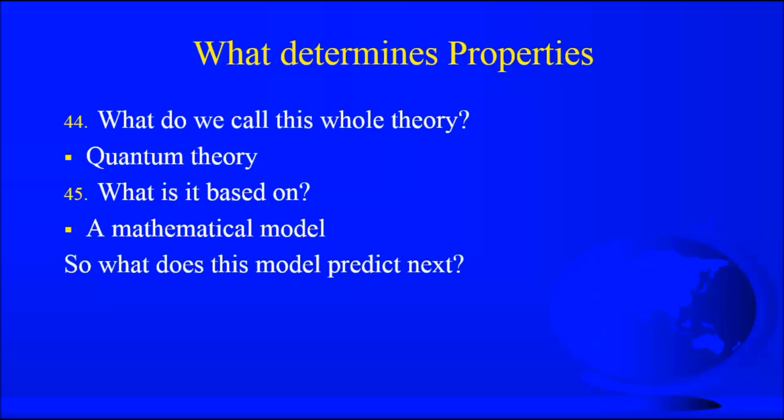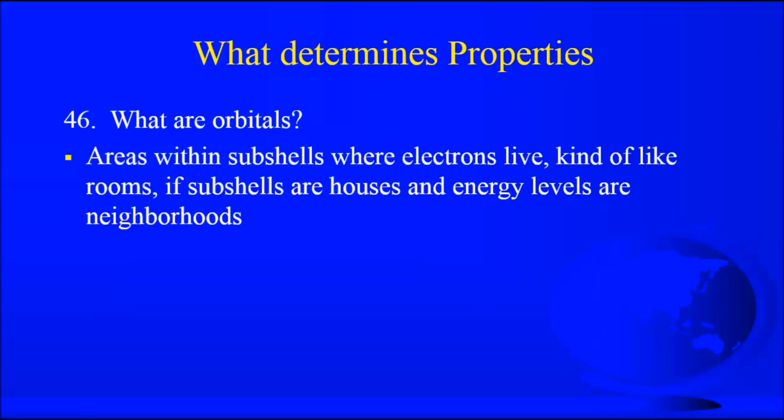So, what does this model predict next? The existence of orbitals. Okay? So if energy levels are neighborhoods or subdivisions, and subshells are houses, what would orbitals be? Bedrooms. Good. Bedrooms. Kitchen. Areas within subshells where electrons live, kind of like rooms. If subshells are houses and energy levels are neighborhoods.